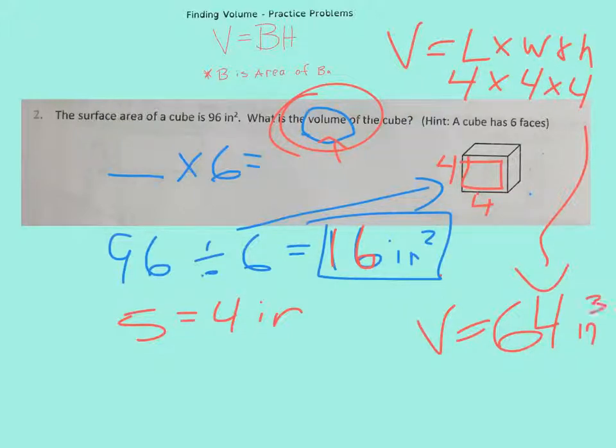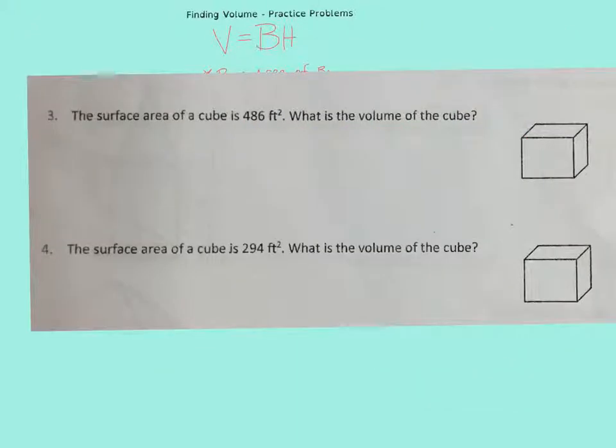Oops, sorry, this is sloppy. And that is your answer. We just worked backwards from surface area and found the volume of this cube. All right, let's see if you can find 3 and 4 on your own.